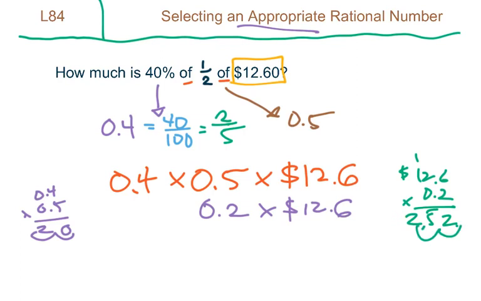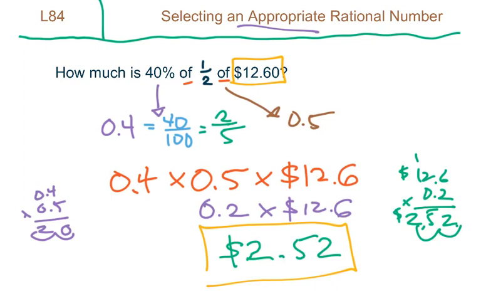So I would move my decimal place. I end up with $2.52. And would I have arrived at that same answer if I made those fractional choices? I would have. However, maybe in this situation, because of the numbers they gave me, it was easier to go decimal, which we did.